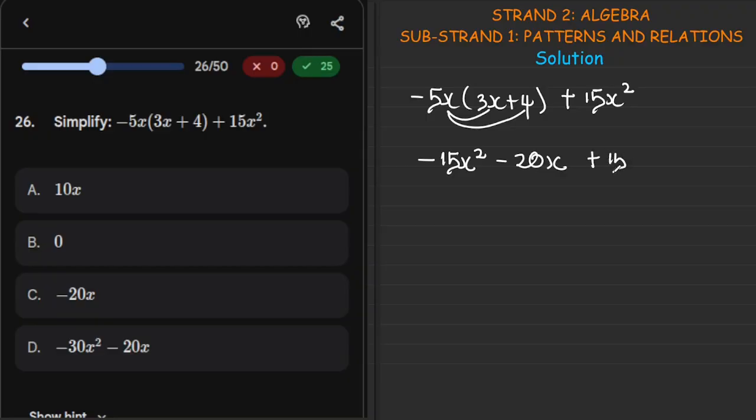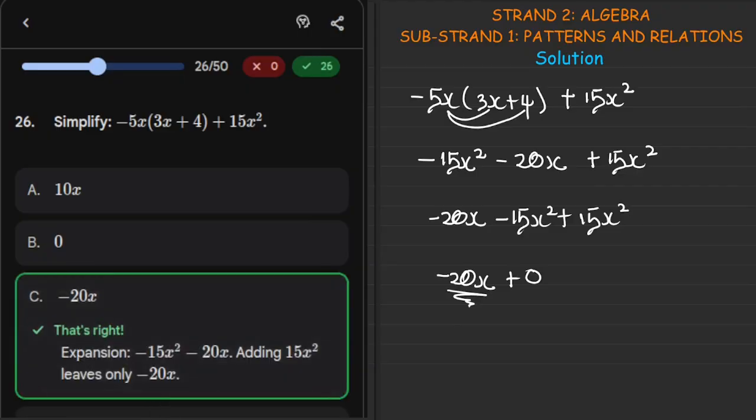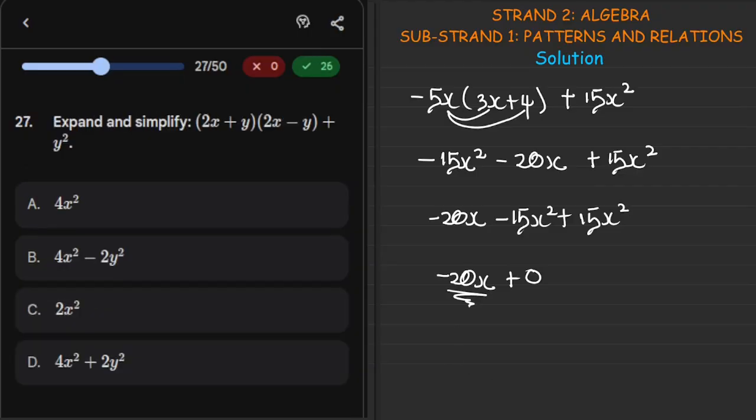Then plus 15x squared. And what do you notice? That this is the same as this. So if we are to group like terms, we have a negative 20x minus 15x squared plus 15x squared. Negative 20 remains x. Then this gives us what? Plus 0. So this is our answer. Negative 20x. Question number 27.